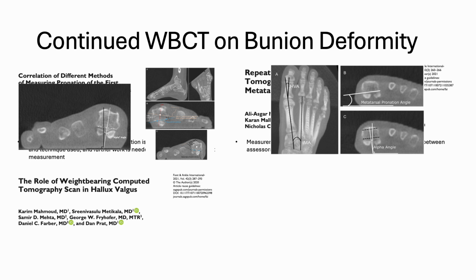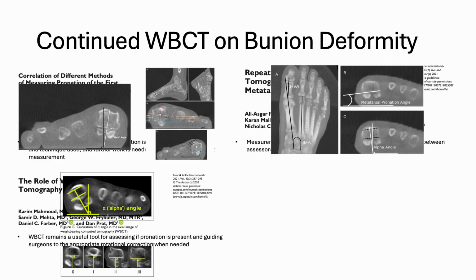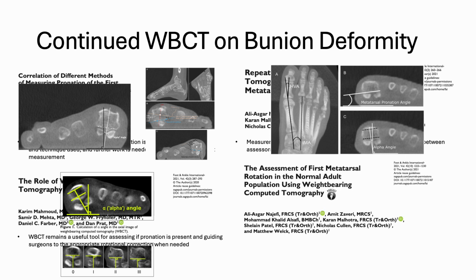The role of weight-bearing CT scans in hallux valgus deformity. They said weight-bearing CT remains a useful tool in assessing metatarsal pronation and guiding if corrected alignment or rotational alignment is needed, such as a Lapidus procedure or your minimally invasive procedures that you may use. They used the alpha angle. I used these guys for our sesamoid position to help guide that. So this is a commonly seen one. We use this very consistently on how to measure it, and we really liked it.